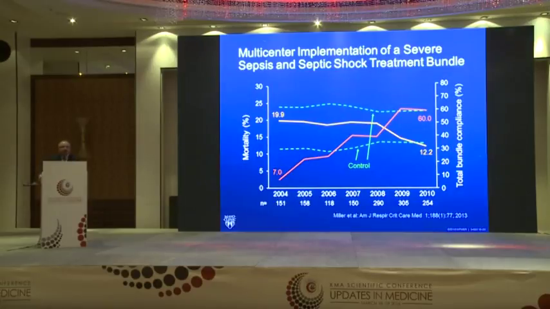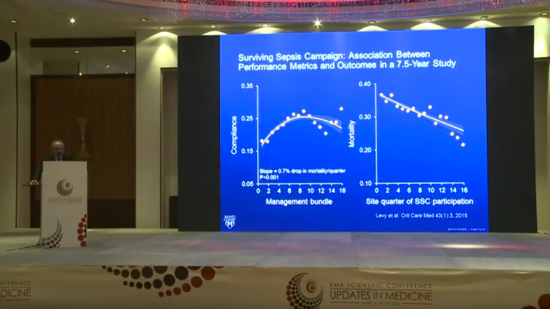Now, this protocol compliance improves outcomes. This is a study that was done between 2004 and 2010. As you can see, mortality in the yellow line decreased from 20% to 12% when compliance with the protocol improved from 7% to 60%. So if 60% of patients with sepsis and septic shock receive such a protocol, mortality significantly declined. So it is important to be compliant with the protocol.